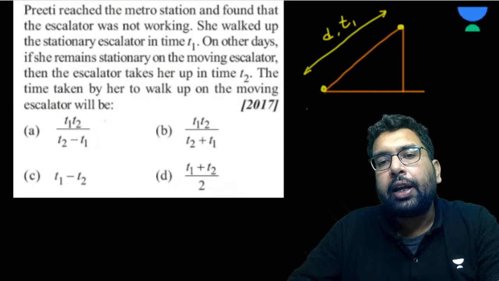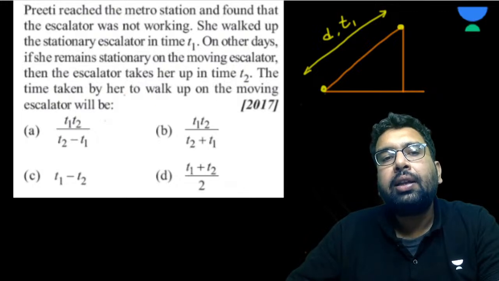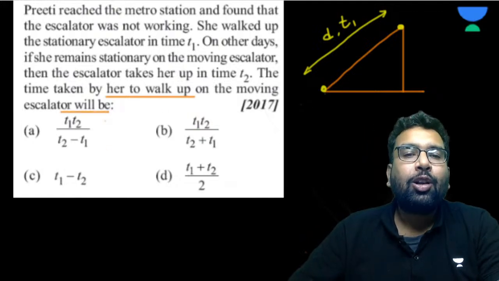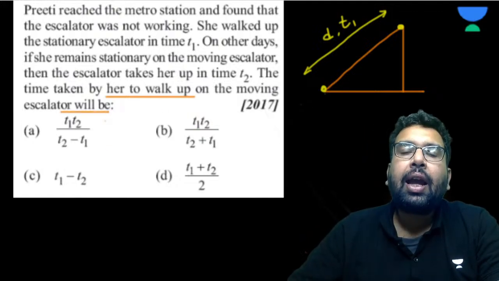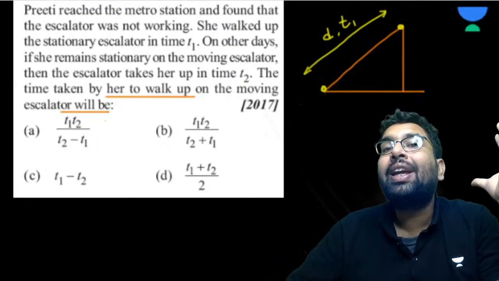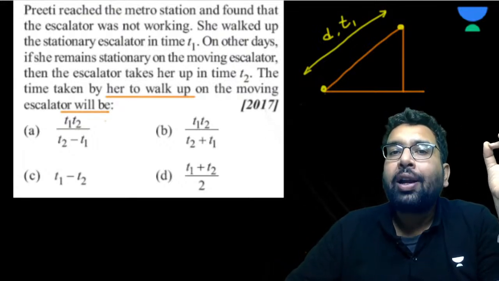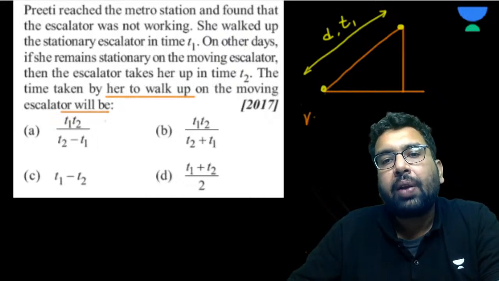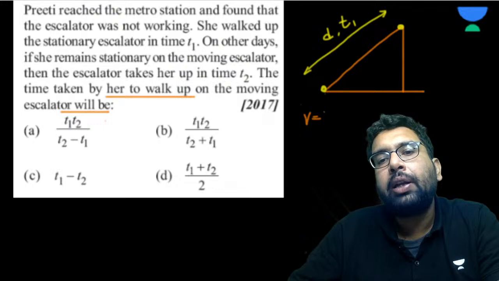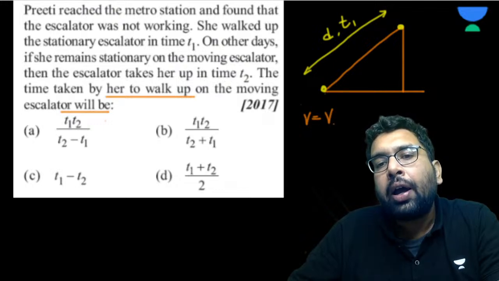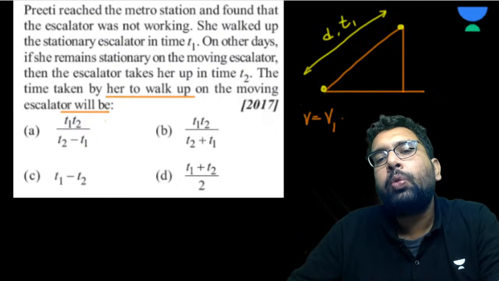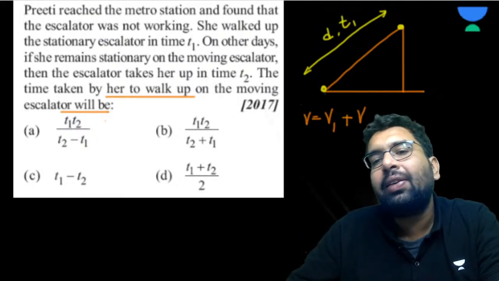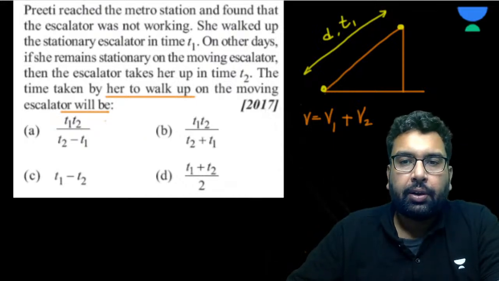Now what they are asking is the time taken by her to walk up the moving escalator. On some days she might be in a hurry and walking on a moving escalator. When she's walking on a moving escalator, her speed would be the speed of her when the escalator is not moving, plus the speed of the escalator. Do you agree to it or not?